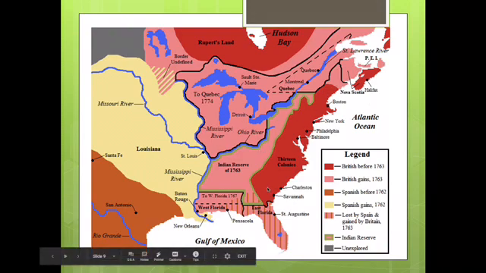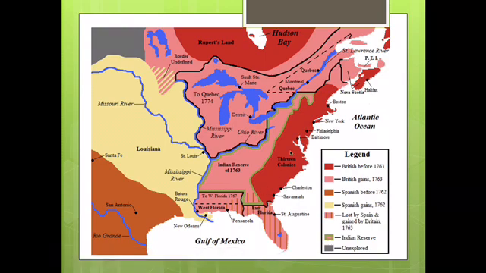In red, here's the original 13 colonies. This is where everybody lived. Then they went whoop, whoop, whoop over the Appalachian Mountains here and began to settle along the Ohio River, honking off the French and Indians, resulting in a war between the French and the Indians against the British colonists.